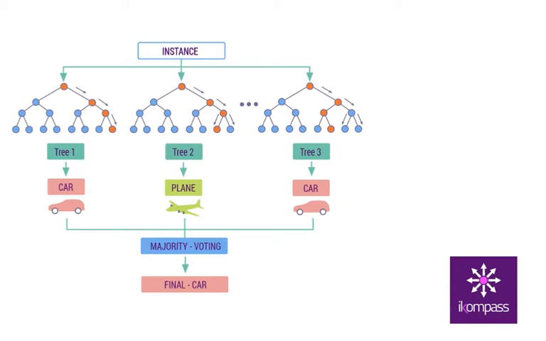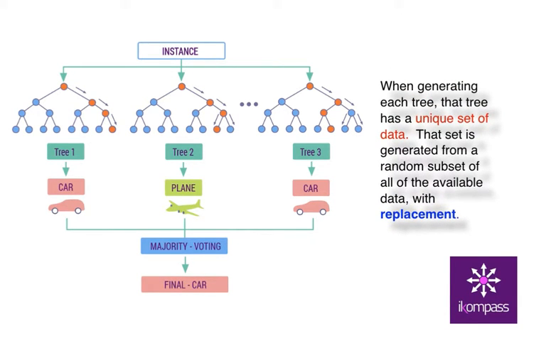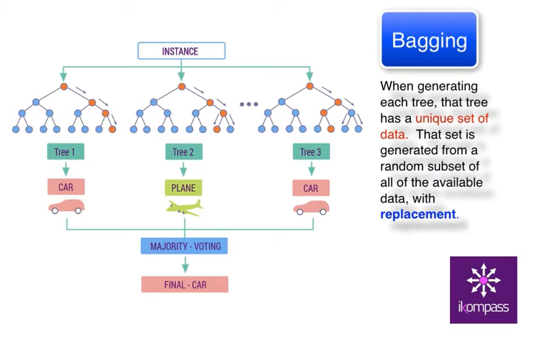Because the decision trees are built with different data, they will not all be the same. This is one area of the randomness in a random forest. When generating each tree, that tree has a unique set of data. That set is generated from a random subset of all the available data with replacement. This technique is known as bootstrap or bootstrap aggregating or bagging. Each of the trees uses a set of data that is the same size of the original set.